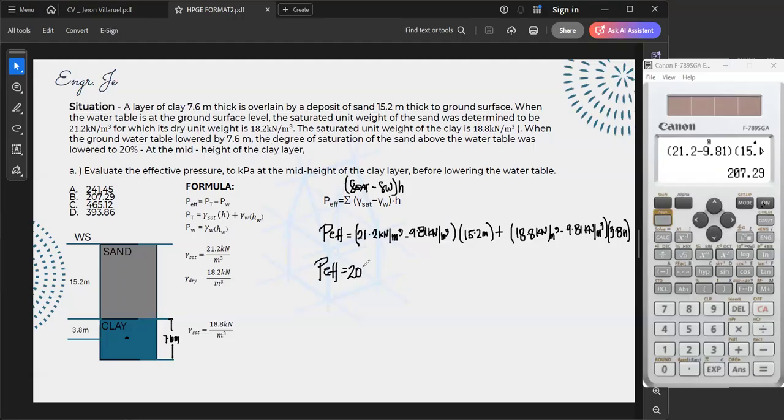That is 207.29 kilonewton per meter squared. Again, 1 kPa is equal to 1 kN per meter squared, so we can say that this is in kPa. So the answer for this question, letter A, is 207.29 kPa.